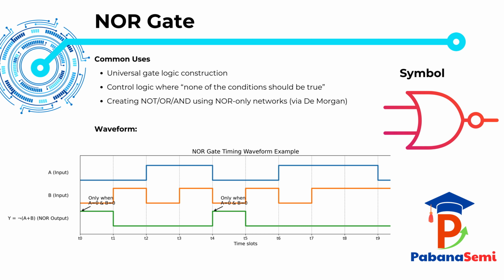As soon as either A becomes 1 or B becomes 1, the output immediately drops to low. So the waveform confirms the NOR rule clearly. Output is 1 only when A equals 0 and B equals 0. Output is 0 when any input is 1.